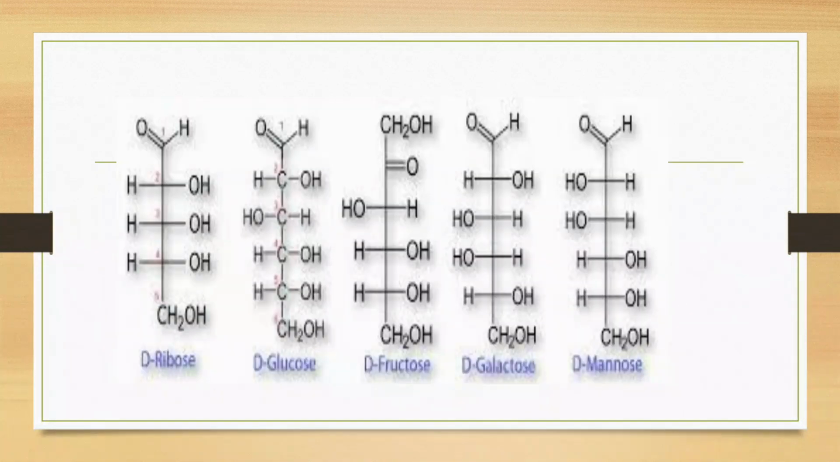These are all the structures of carbohydrates. First is the structure of ribose. Second is glucose. Third is fructose. Fourth is galactose. Fifth is mannose.